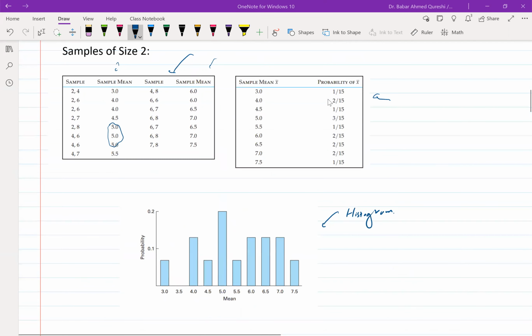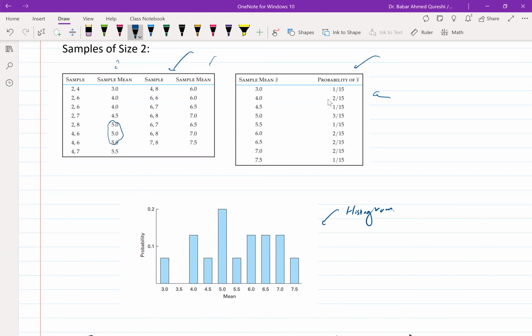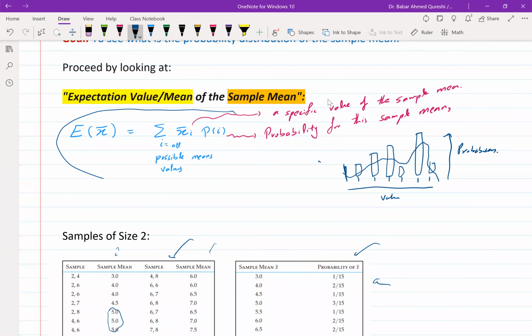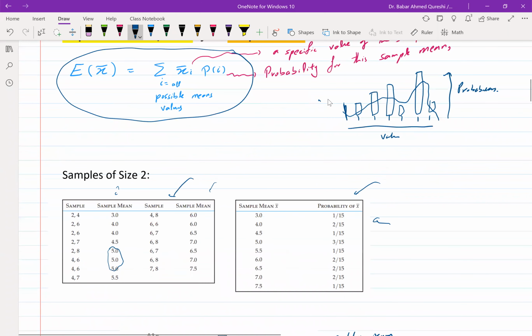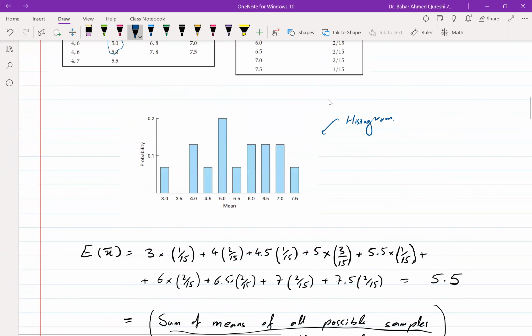So now from this data, where I have listed all the samples and their probabilities, I can use this formula to compute the mean of the sample mean, or expectation value of the sample mean. So you just take the value, multiply by its probability, add to the next value multiplied by its probability, and so on, and you get this number 5.5, which actually happens to be also equal to the population mean.